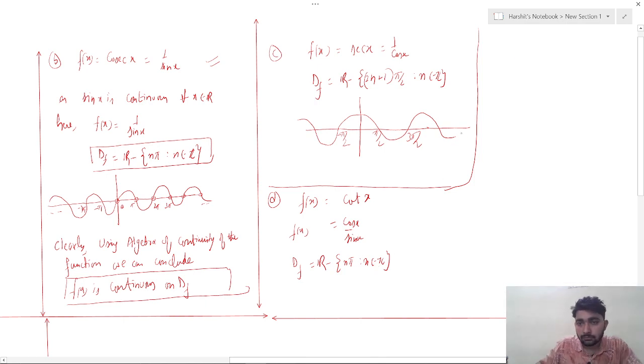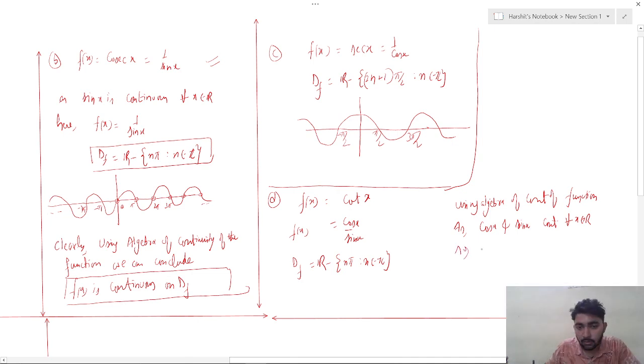Okay. So what they are saying is that, again using the algebra of continuity of functions, cos x and sin x are continuous for all x belongs to R, and so for all x belongs to Df, f is continuous.